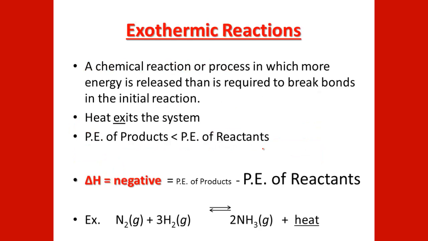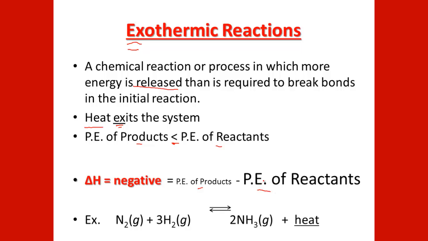For our exothermic reactions, remember the prefix exo: a chemical reaction in which more energy is released than is required to break the bonds. Think about exiting for exo, heat is exiting or leaving. So the potential energy of the products is going to be less than the potential energy of the reactants. This gives a delta H that is a negative number, since products are smaller than reactants.